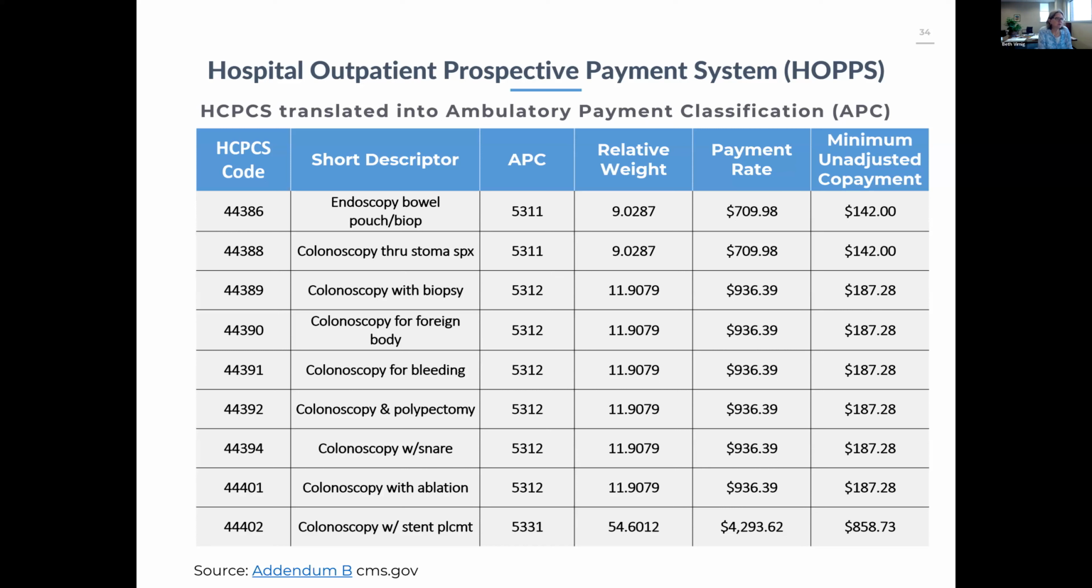So you notice, for example, there are a number of colonoscopy codes that are all treated exactly the same. They all have a relative weight. For example, if you see in this example, there are 6 of them that have different HCPCS, but all have the same relative weight of 11.9079, which means they all have the same payment rate, which means they all have the same minimum copayment. So this is an example of how the system works. It's a kind of a cross between the RVU model we see in the Carrier file, which people are used to, and the DRG we see in the inpatient.